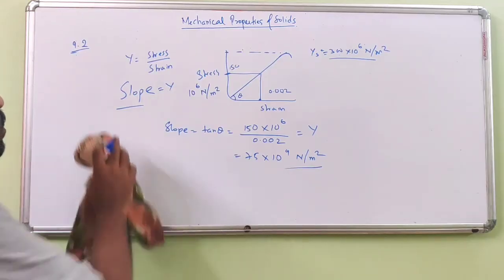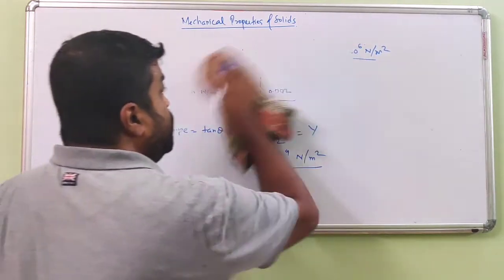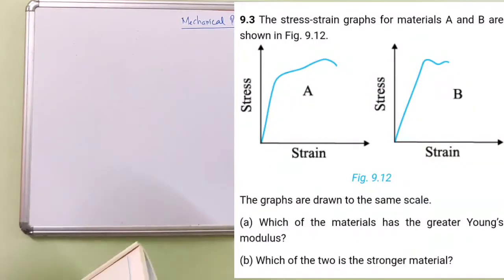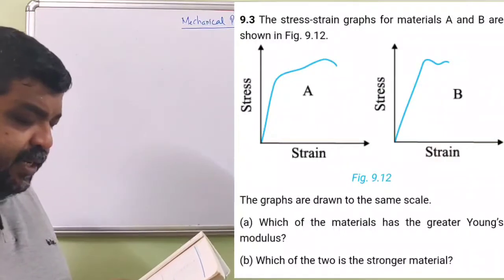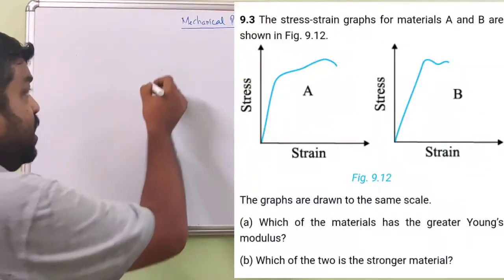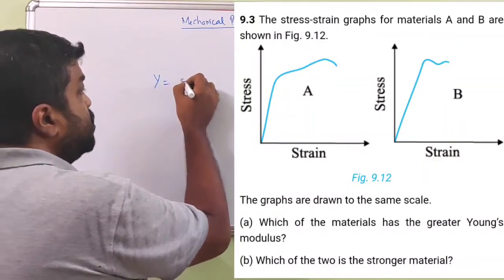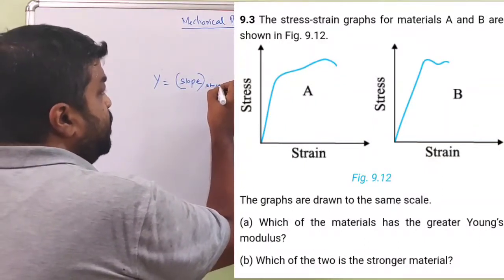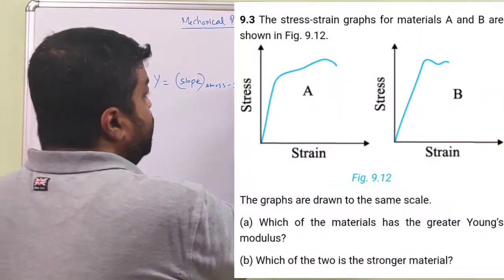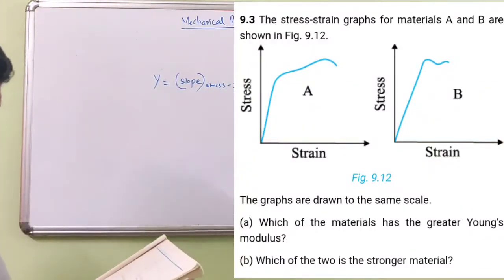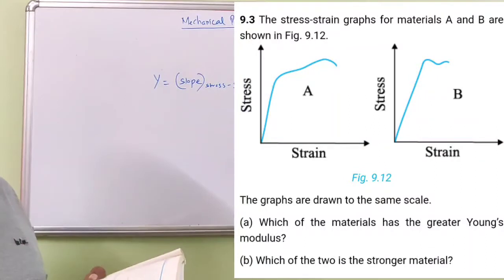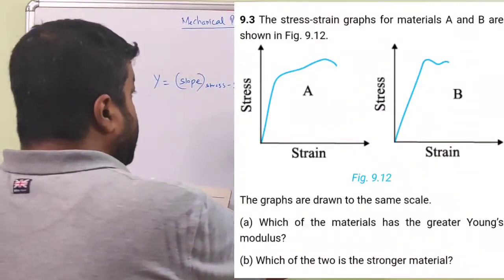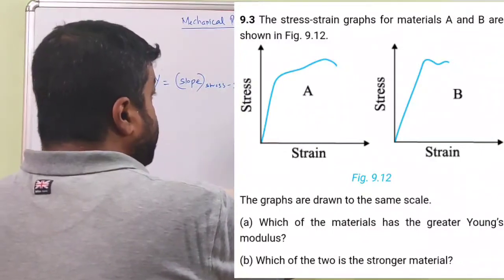Now again 9.3 is also another question which is based on a graph. Basically two graphs are given and you are asked to compare which material has greater Young's modulus. So again, as we have seen, Young's modulus is the slope. It is equal to the slope of the stress strain graph. Now as you can see, for graph A the slope is more as compared to B. So that means Young's modulus of A will be greater than Young's modulus of B.